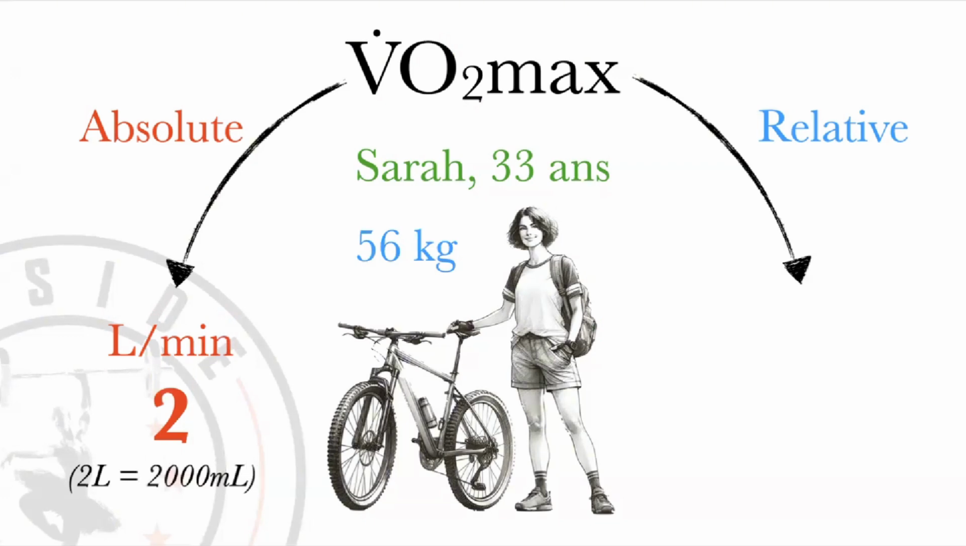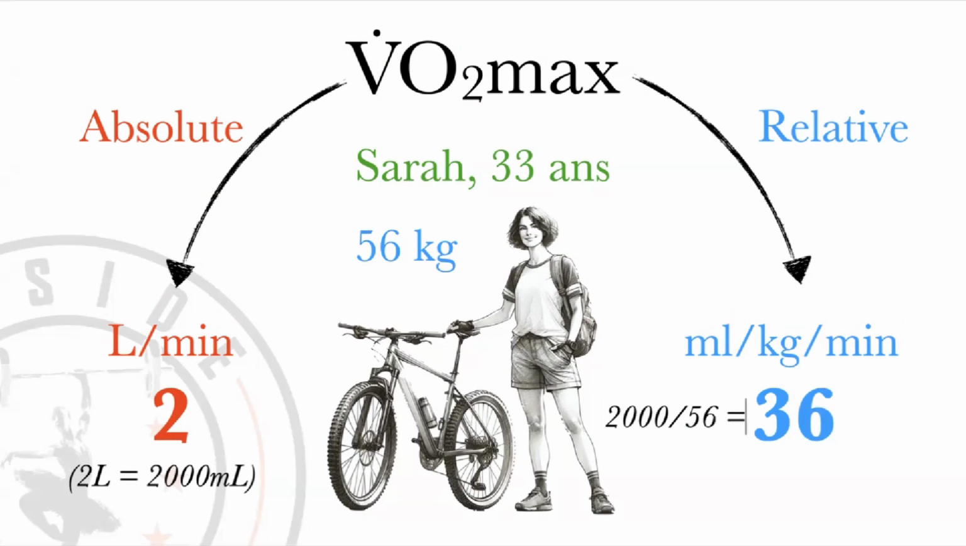And why are we converting that to milliliters? It's because the other unit is the relative unit, which is expressed in milliliters per kilo per minute. So here we're going to take 2,000 milliliters and divide it by Sarah's body weight in kilos, and that gives us a VO2max of 36 milliliters per kilo per minute.